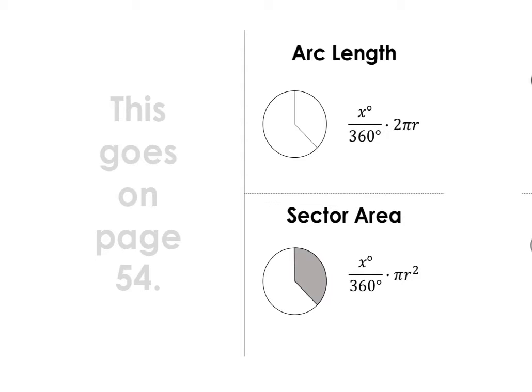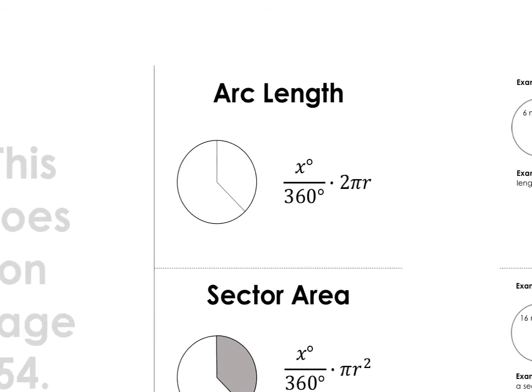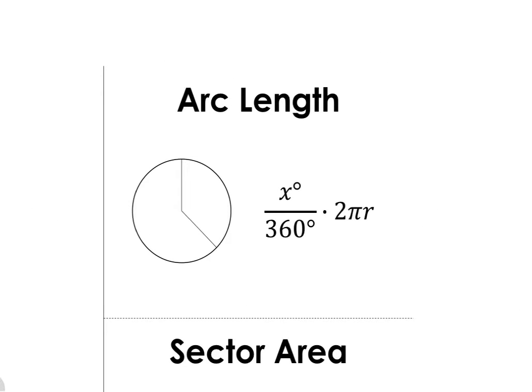In this lesson, we're gonna learn how to find the length of an arc and how to find the area of a sector. So first, we're gonna talk about how to find arc length. So arc length is basically just a fraction of the circumference.